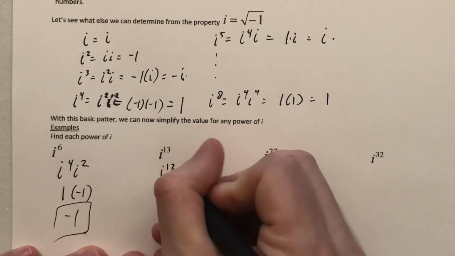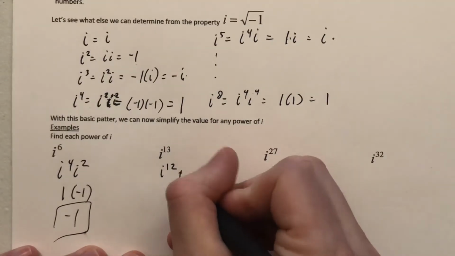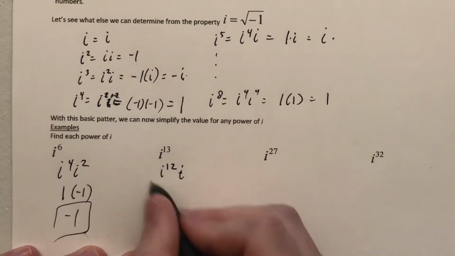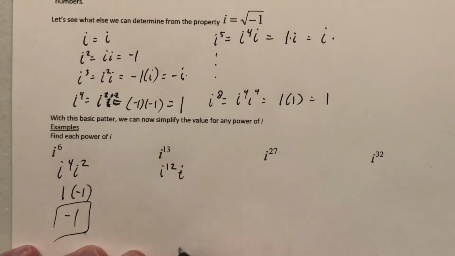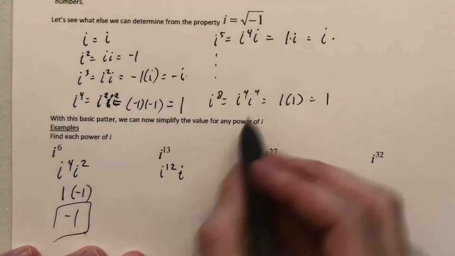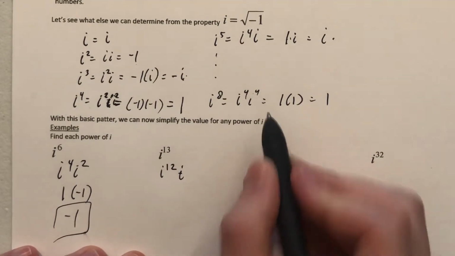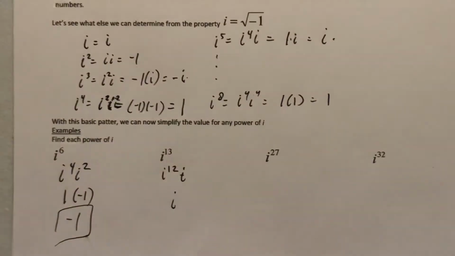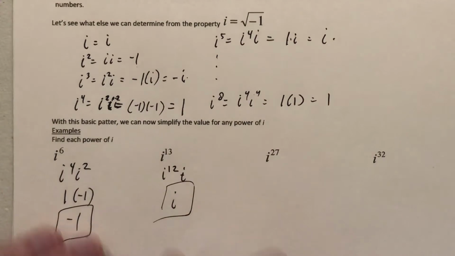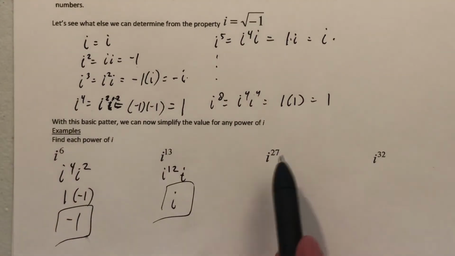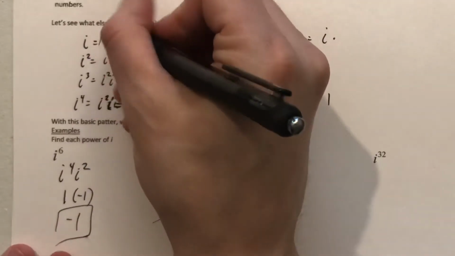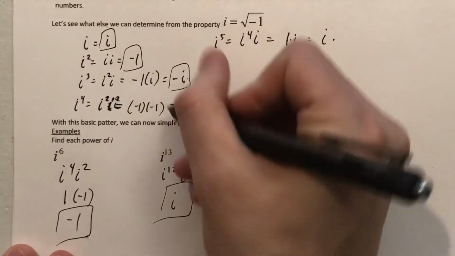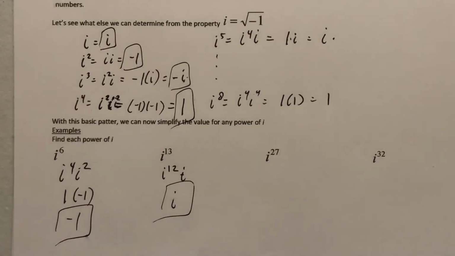Well, the first i to the 12th would be 4 and 4 and 4. Right? There's 3 groups of 4 in there. Every one of those is nothing but a 1. So 1 times 1 times 1 times i is just i. We can always simplify these powers of i down to one of these 4 things, either i, -1, -i, or +1.